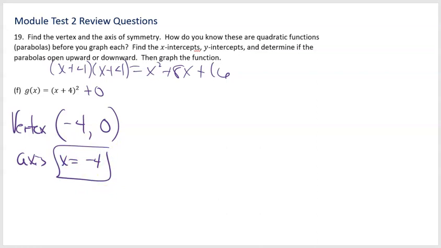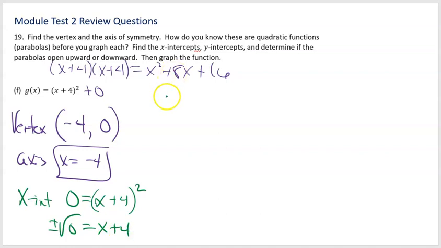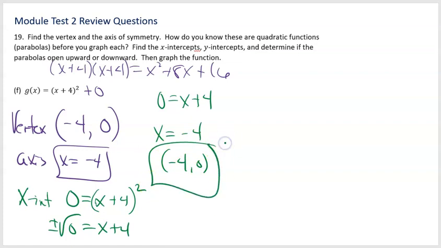What about the x-intercepts? To find x-intercepts, you let y equal 0, so that's 0 equals x plus 4 squared. I'll solve that equation by taking the square root of both sides, right? So plus or minus the square root of 0 is equal to x plus 4. Well, y'all, the square root of 0 is 0, so 0 equals x plus 4. Subtract the 4 over, x equals negative 4. In point form, that's (-4, 0). That is my x-intercept.